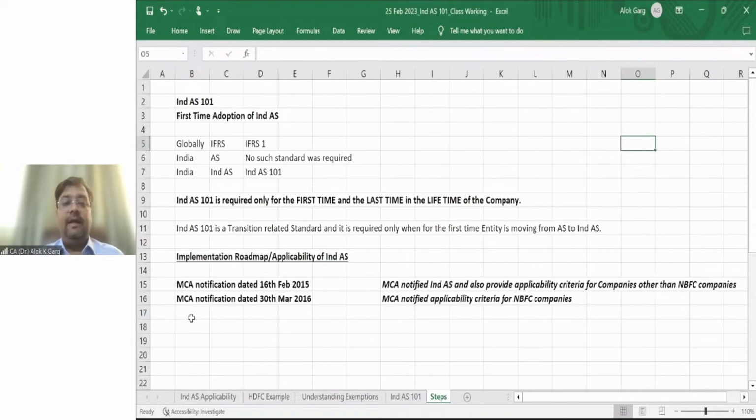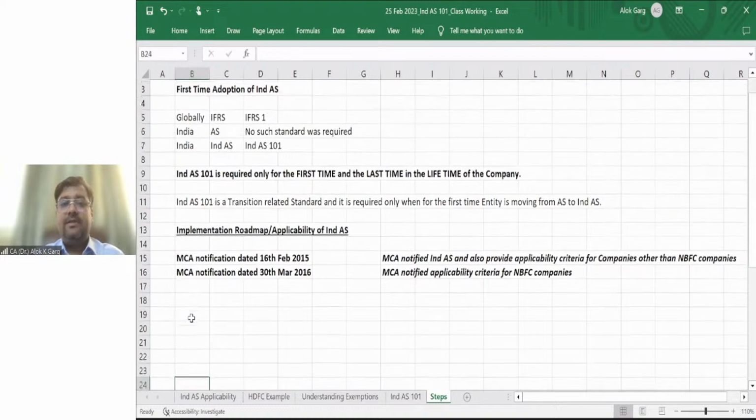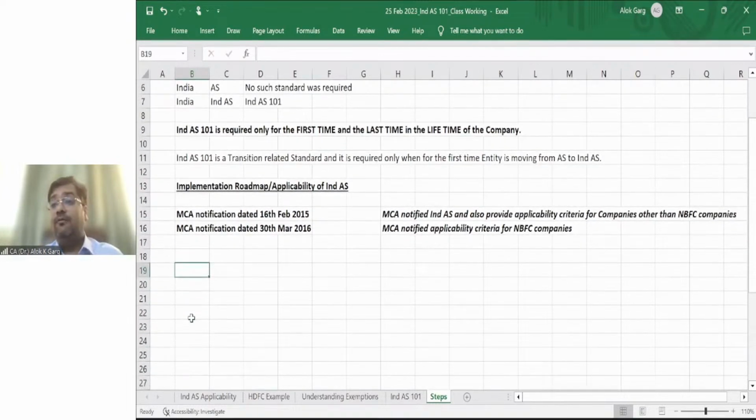Very good. So let's quickly discuss on which set of companies Ind AS is applicable. Ind AS is applicable on all listed companies. I'm talking about applicability as of now, not the history. Ind AS is applicable to all listed companies. Clear?